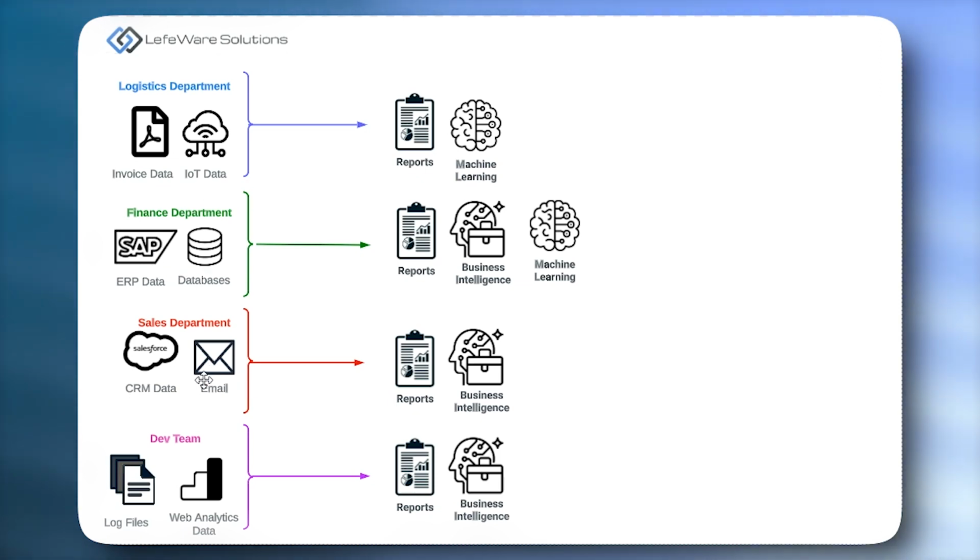Sales department, they had their CRM data, so like in Salesforce. They had a bunch of email data that they needed to track. And then the dev team, they had Google Analytics, I believe, which was where all of the insights for their custom web and mobile application were, as well as a bunch of logs.